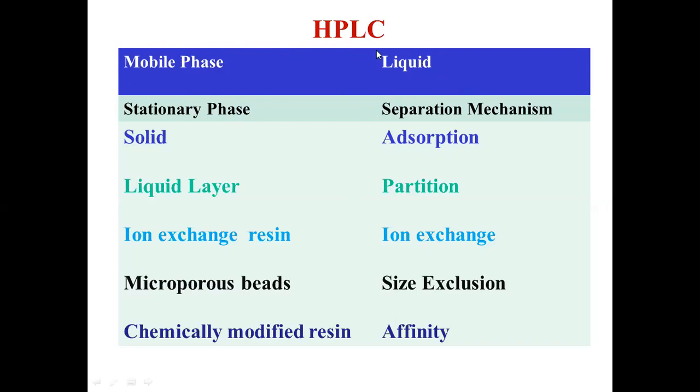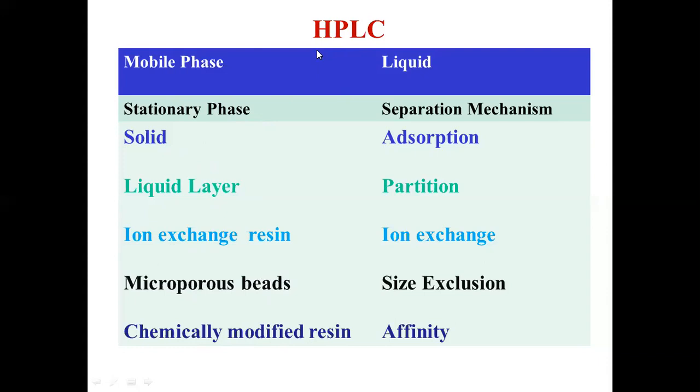Irrespective of the liquid chromatographic technique, there is no change in the nature of the mobile phase. Mobile phase will always be liquid. But if you look at the stationary phase under liquid chromatography, the stationary phase may be a solid, it may be a liquid, it may be an ion exchange resin, it may be a microporous bead, it may be a chemically modified resin. So all this variety of stationary phases is going to be employed while separating the solute molecules by high performance liquid chromatography.